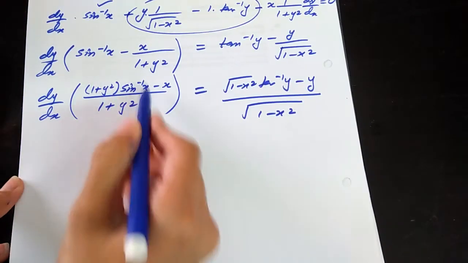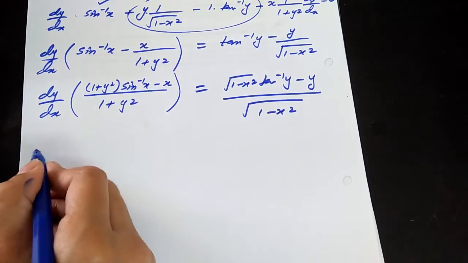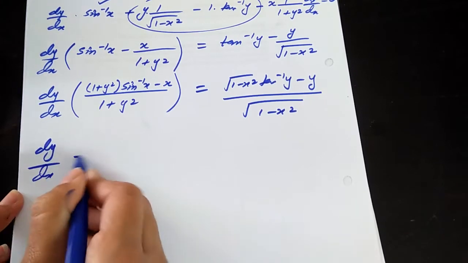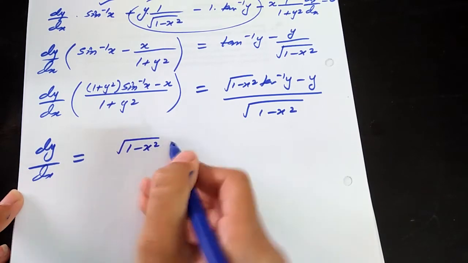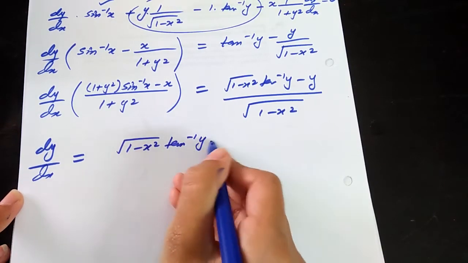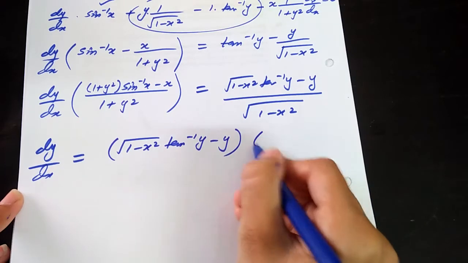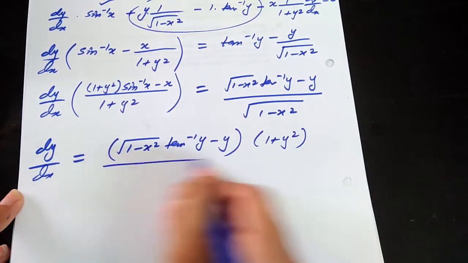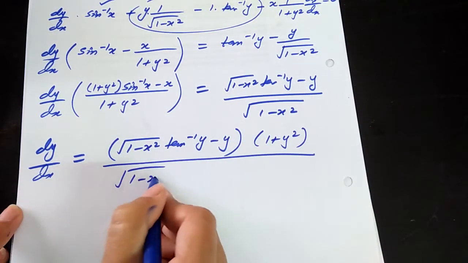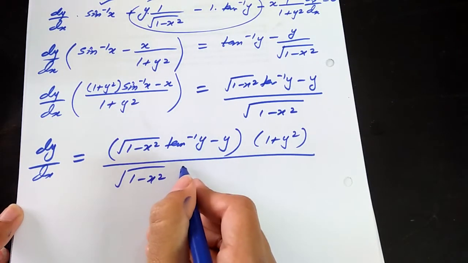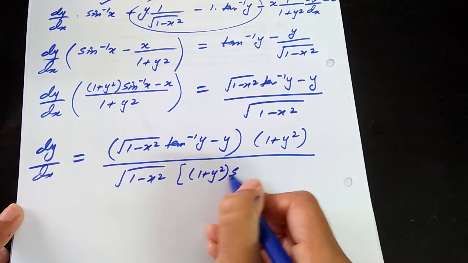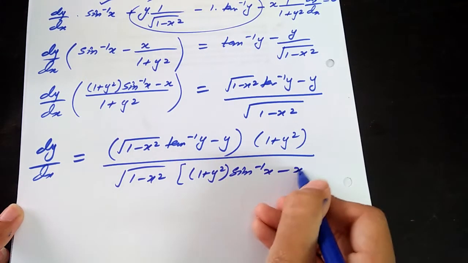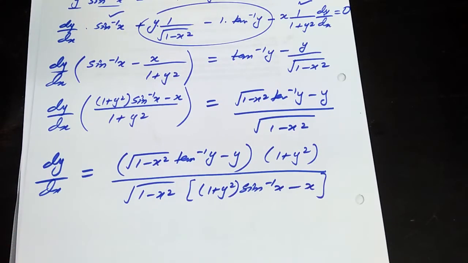Now move this fraction to the right side. We'll get dy by dx equals this term, that is under root 1 minus x square tangent inverse of y minus y, multiplied by this 1 plus y square divided by under root 1 minus x square, and multiply it with this term, that is 1 plus y square sine inverse of x minus x. So these were all the important questions from your exercise 2.2.